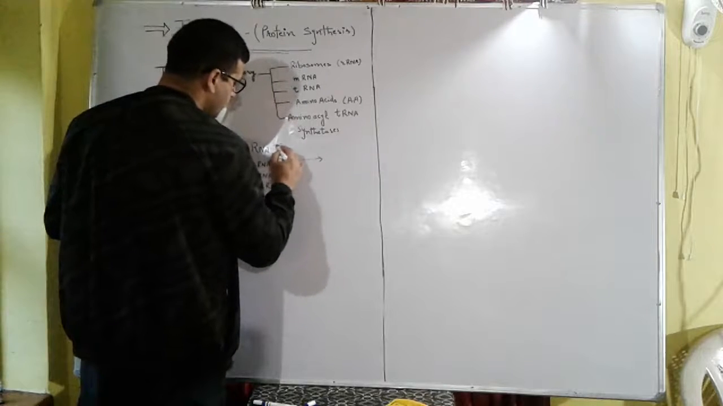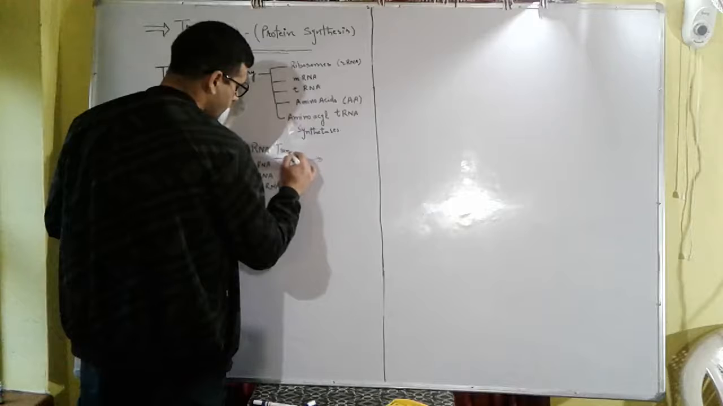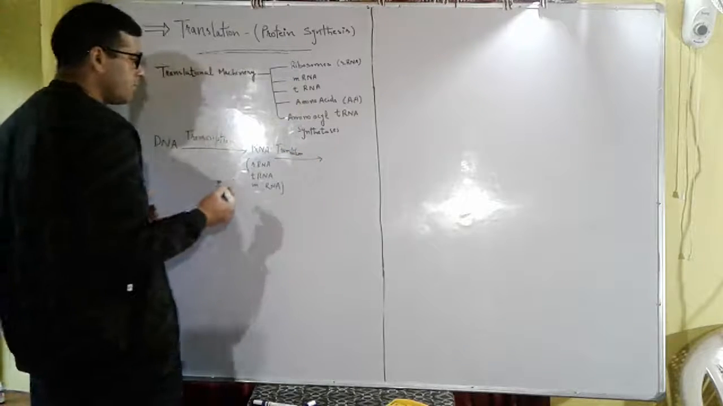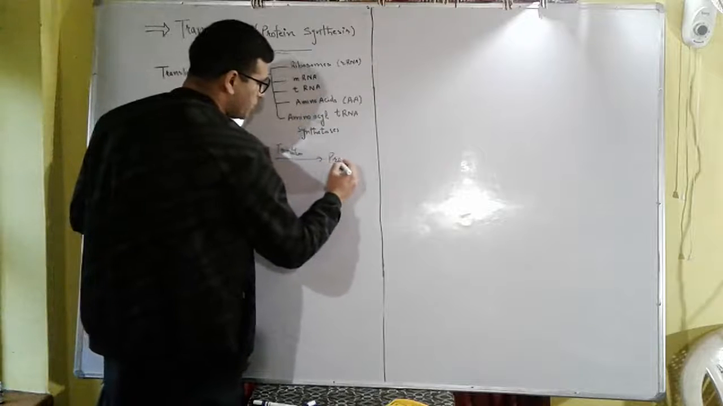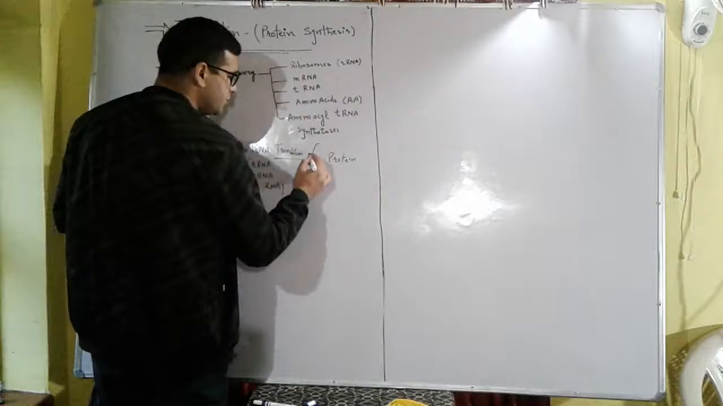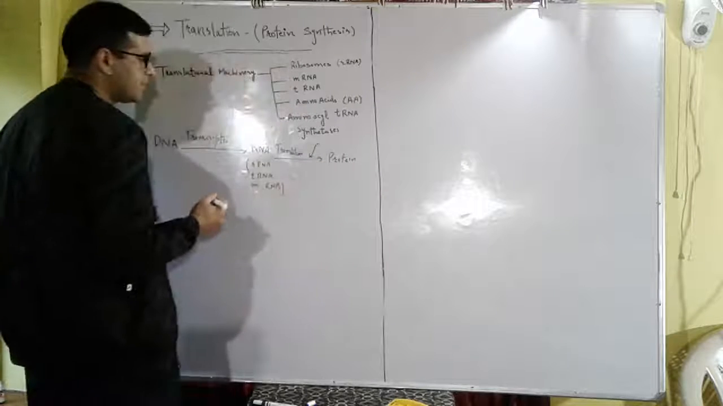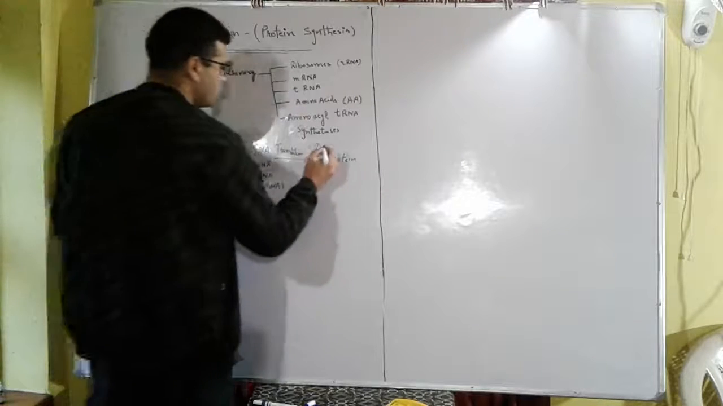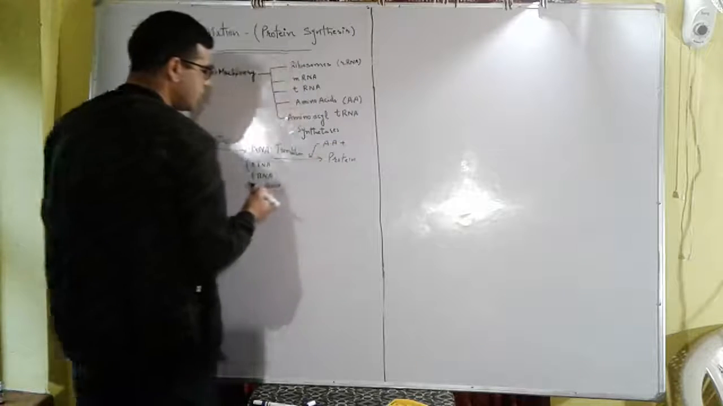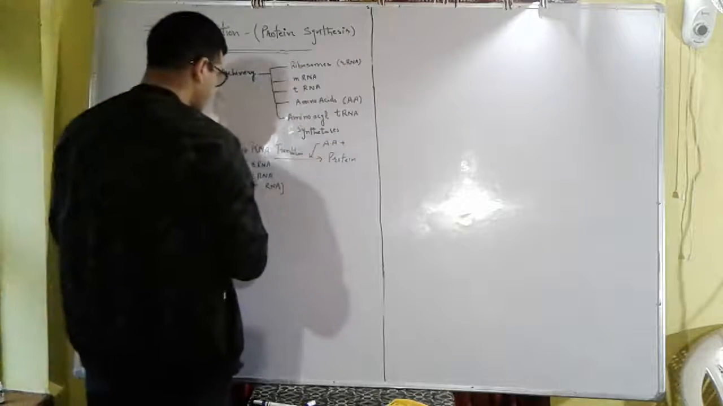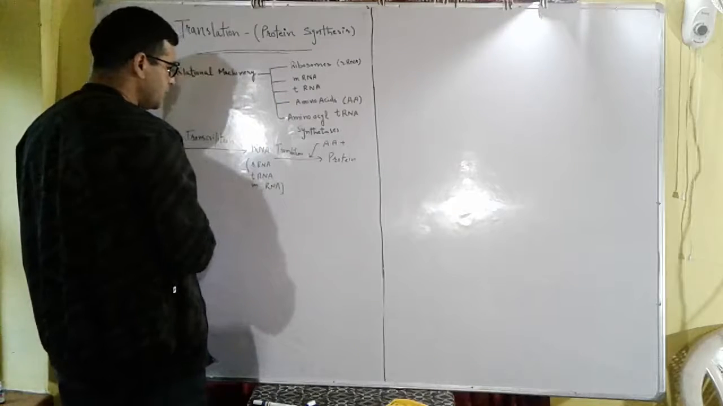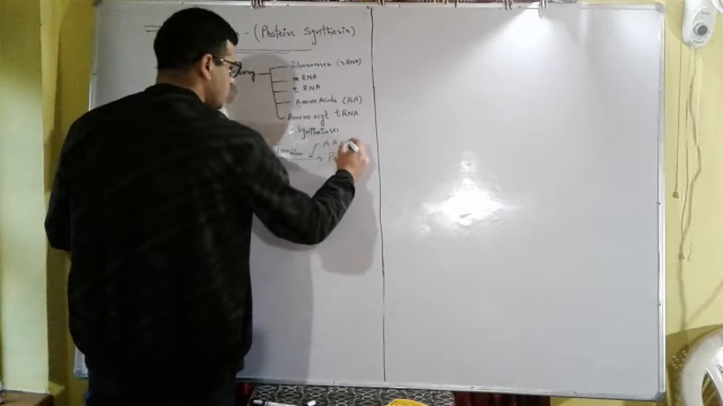We have translation, that means synthesis of proteins, protein synthesis. But this translation, importantly, what does it require? It requires amino acids, and it requires ribosomes.